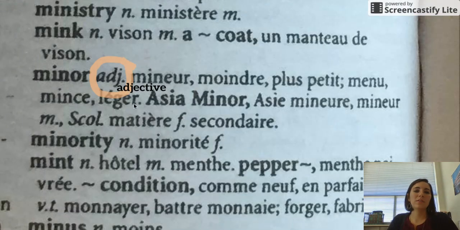Our next part of speech is an adjective. So we have nouns, verbs, and now adjectives. Adjectives are words that are describing a noun. So it's describing the cat as being blue or the boy as being stupid. Those are all adjectives. And the abbreviation is ADJ.